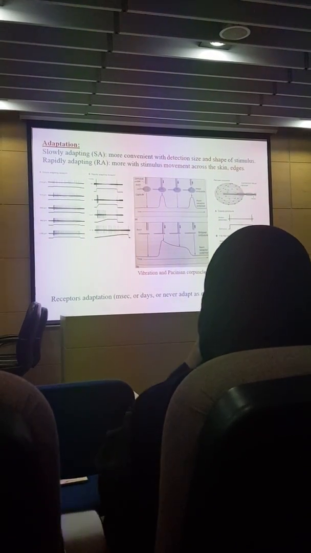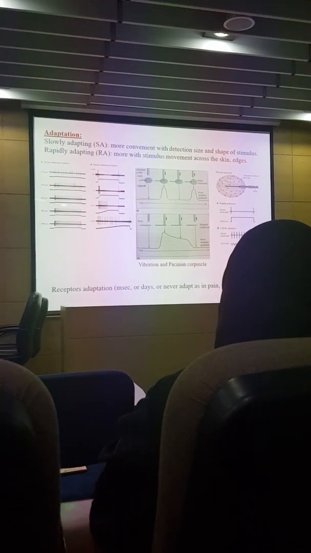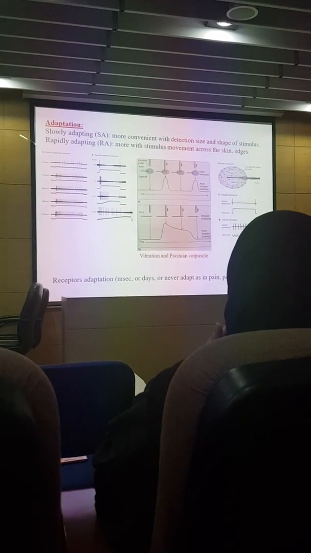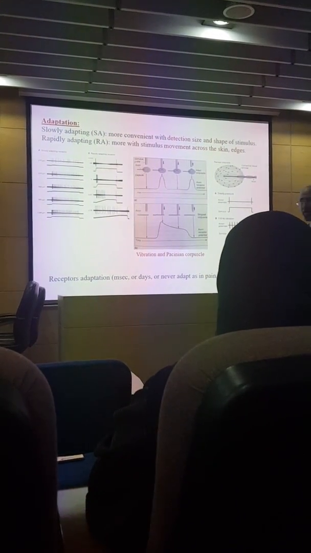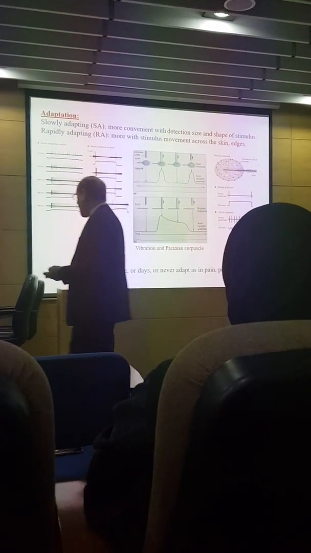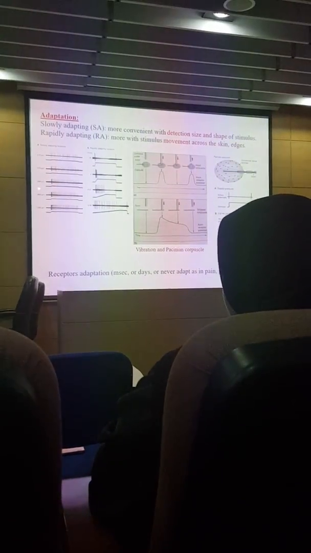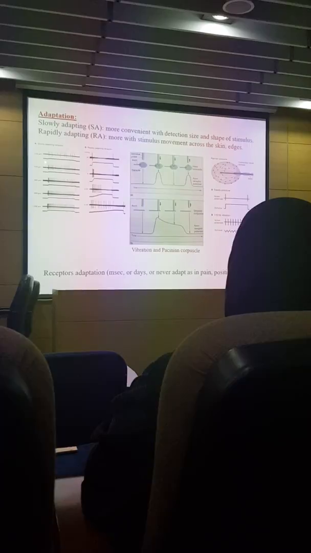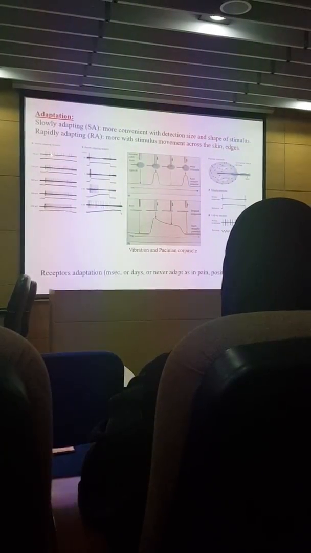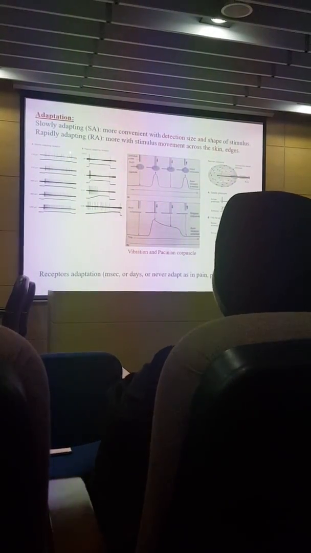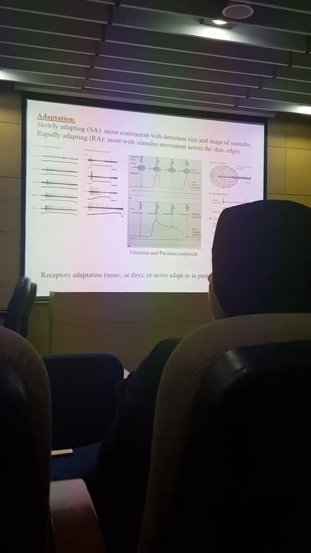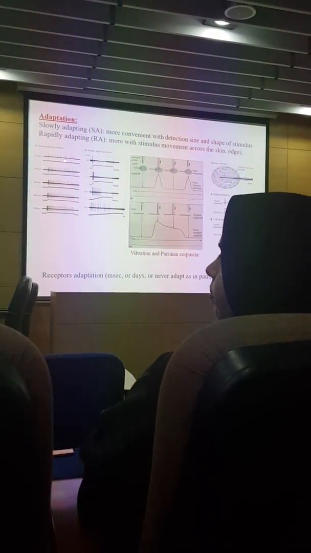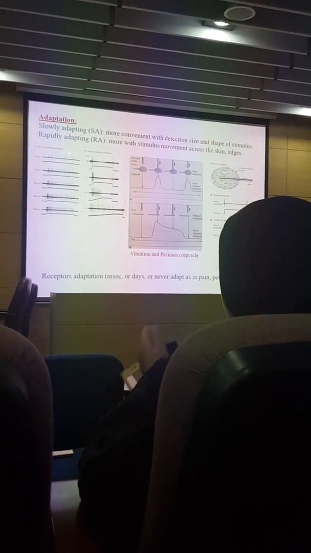Okay. So generally we have two types of receptors. And we call them slowly adapting, meaning as long as the stimulus is there, the receptor is responding by action potentials. So when there is a stimulation, there is an action potential.